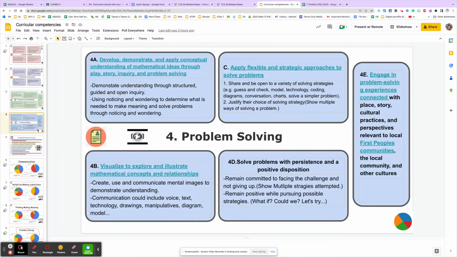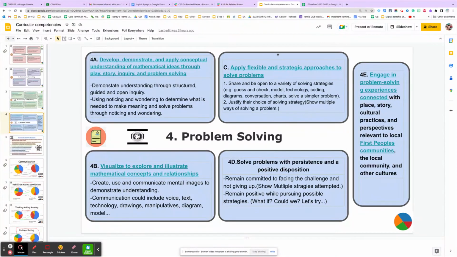Another one I like to highlight for this one, this is the part that many of us are really having trouble doing. Develop, demonstrate, and apply conceptual understanding of mathematical ideas through inquiry. So right here it says, use noticing and wondering to determine what is needed to make meaning and solve problems. So let's go back to it.